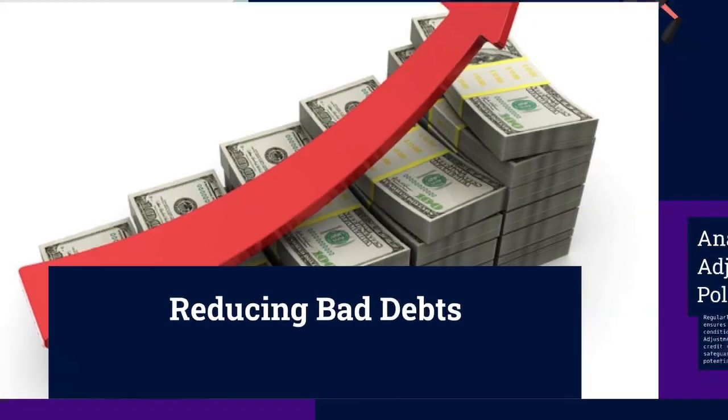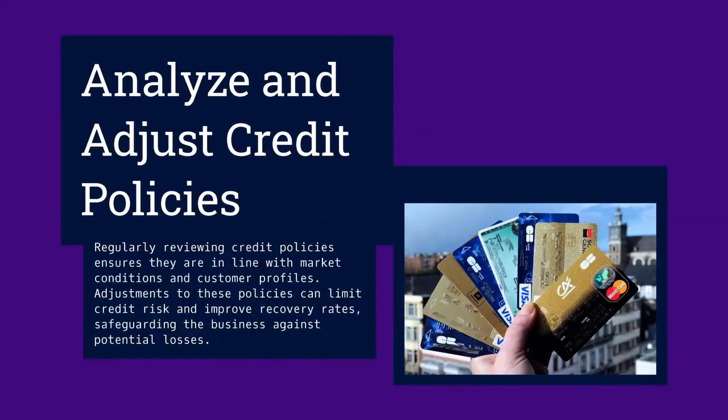Reducing bad debts. Analyze and adjust credit policies. This is the first key to reduce bad debt. Regularly reviewing credit policies ensures they are in line with market conditions and customer profiles. Adjustments to those policies can limit credit risk and improve recovery rates, safeguarding the business against potential losses. You have to adjust your credit policies according to the customer behavior, right?